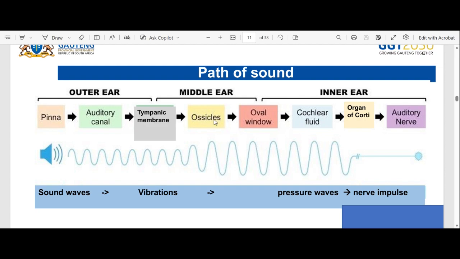Then from your ossicles, you go to your oval window. From your oval window, you go to the cochlear fluid. Then from the cochlear fluid inside the cochlea, you get your organ of Corti. From your organ of Corti, you go to your auditory nerve. Then from your auditory nerve, you go to the brain. Remember, the brain receives and interprets each and every sensation. I hope that makes a lot of sense.